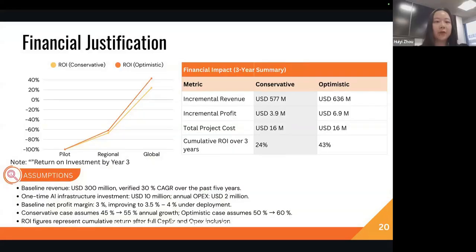Here is the incremental financial return generated by the system, beyond TWTH's existing 30% organic growth. As verified data attracts more partners, trade volumes grow without that margin rising cost. Efficiency and trust translate directly into measurable financial gains. In the conservative case, adoption delivered about 24% accumulated ROI over 3 years. In the optimistic case, stronger engagement leads to around 43%.